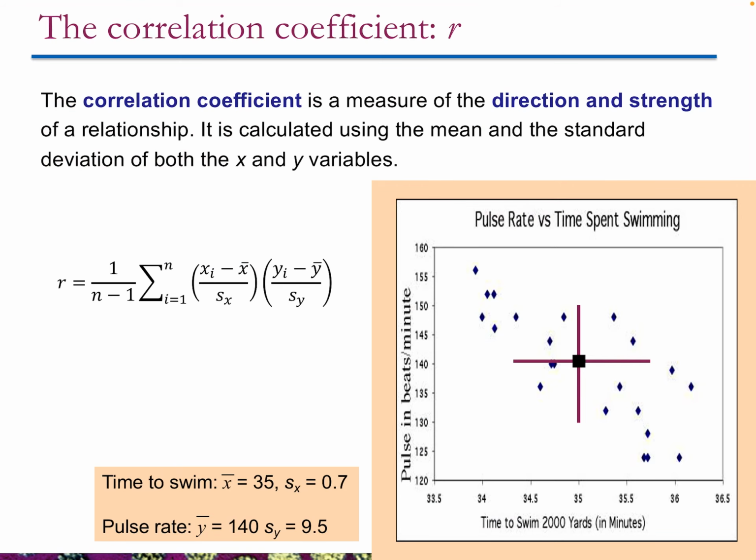Okay, now we're going to talk about the correlation coefficient, R, as we call it. This is a statistic that helps us to understand, quantify, and measure the relationship between two variables. Rather than just saying it's strong or weak, now we can put a number on it. So the correlation coefficient is a measure of not only strength, but also the direction of the relationship. We calculate it using the average, or the mean, and the standard deviation of both the x and y variables.